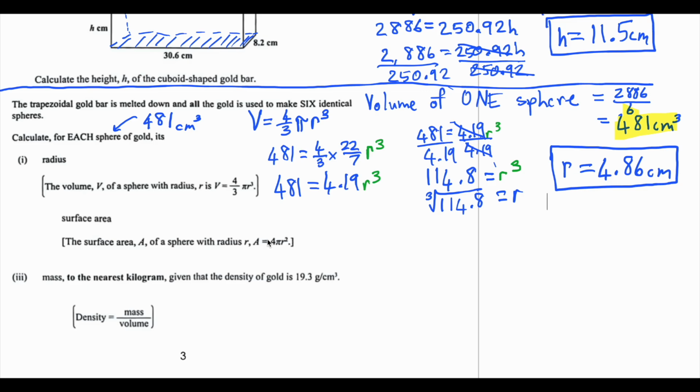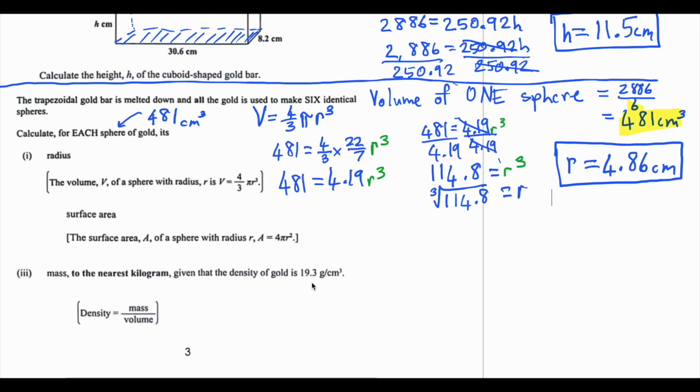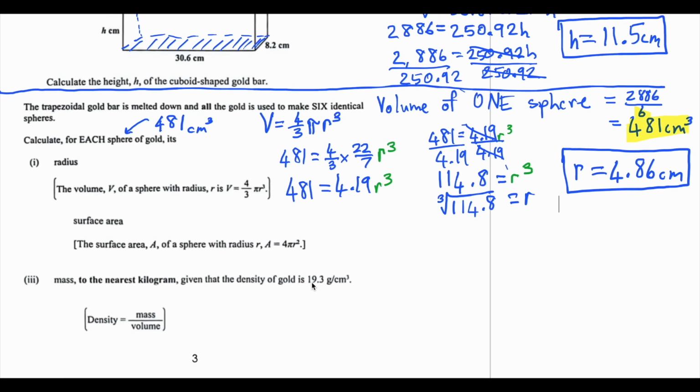And then they want us to find the mass to the nearest kilogram, given that the density of gold is 19.3 grams per centimeters cube. Okay? And remember, we are doing this for each sphere. So not all of them together, just each. For each. So you guys work out surface area. That should be a straightforward one. This is I. What we just did here is for I. Now we need to do I.